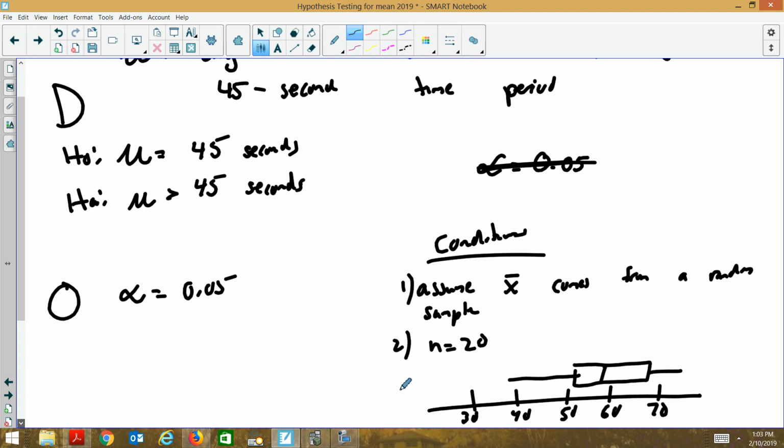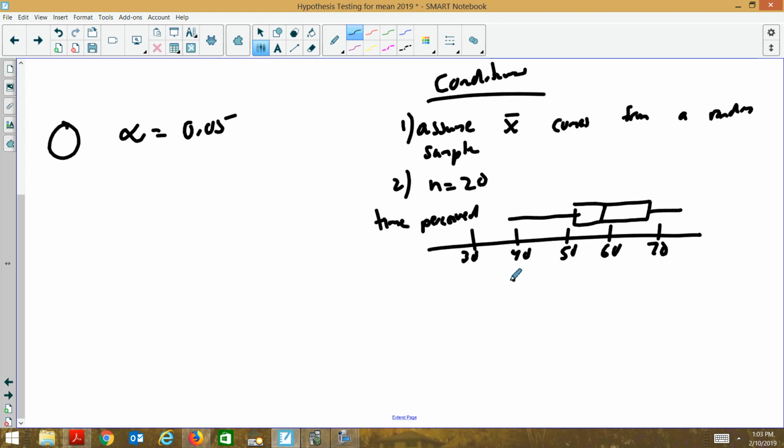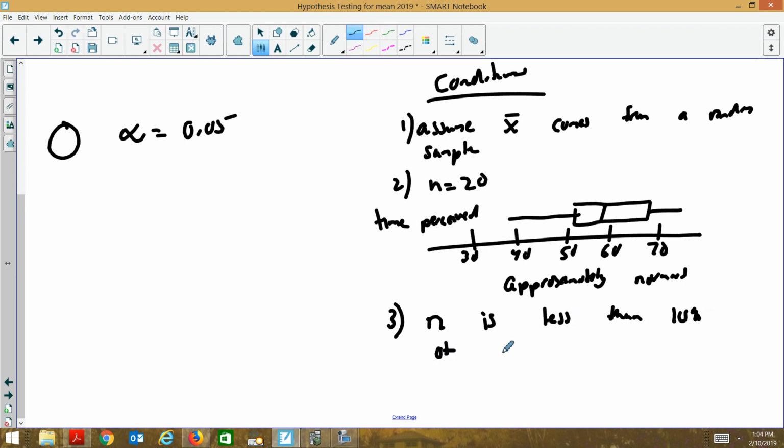This is time perceived. Based on this box plot, the data does look approximately normal. Therefore, I can proceed. So number 3, n is less than 10% of students at Penn State.